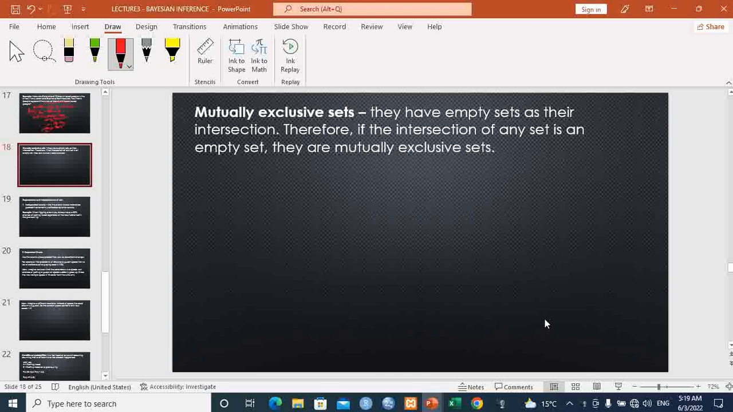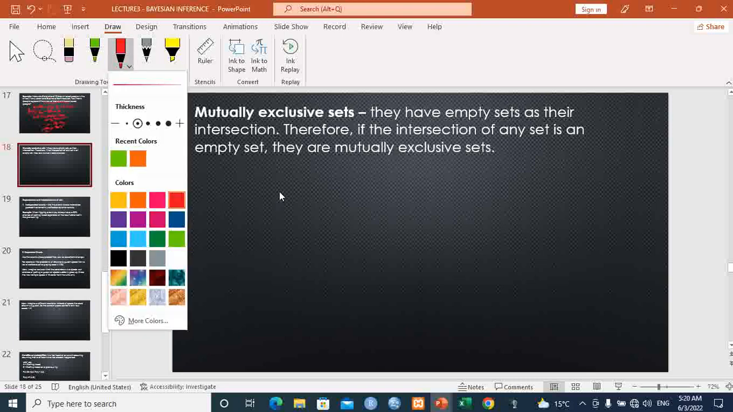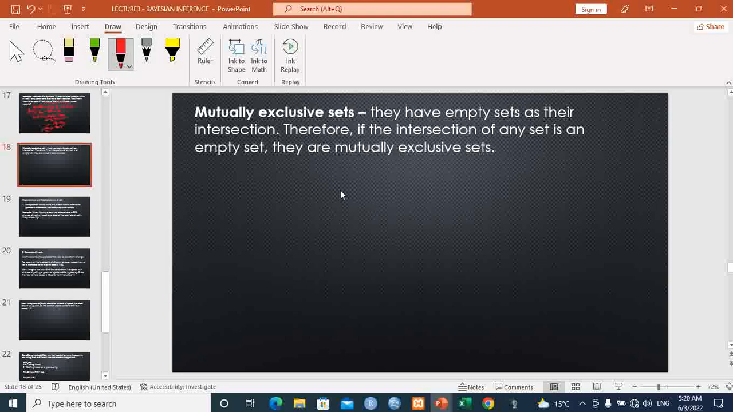Alright, what do we mean by mutually exclusive sets? Remember, sometimes people confuse dependence, independence, and mutually exclusive events. When we are having mutually exclusive events, we simply mean that A and B do not touch each other. Okay, do not touch each other, and we have to know their intersection. Let's say this is A and this is B.